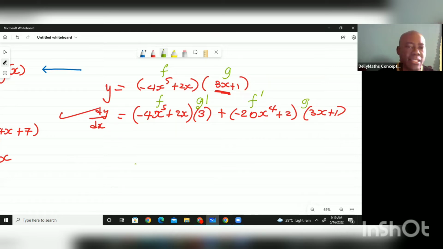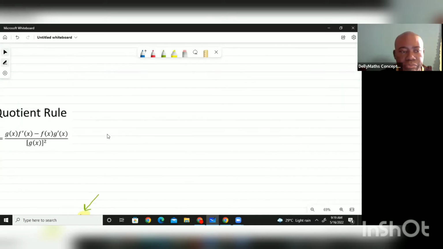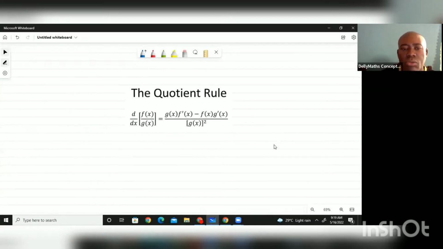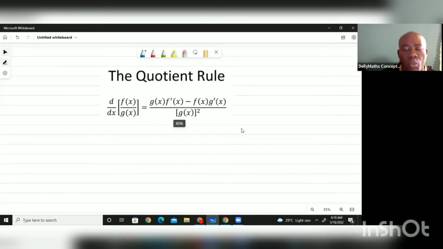Now the last skill that you really want to have is understanding the quotient rule. So here it is. The quotient rule is used when we are looking at rational functions, all right? So as you can see, we're looking at these here. So these would be the rational function right there.